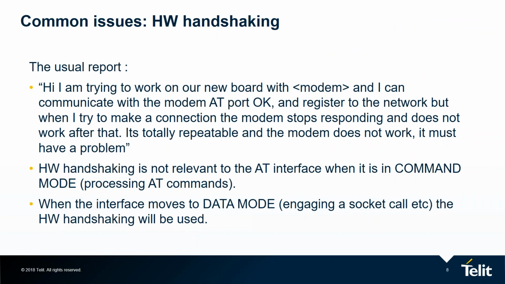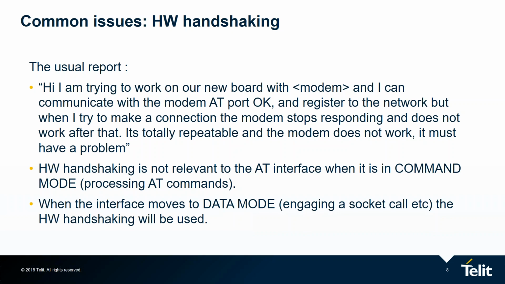Okay, hardware handshaking. Usually the customer's up and running by this point. The report normally comes in: they're trying to work on a new board, and they can talk to the modem. They've got the AT port working okay, so they've put a tick in there. My connection is good to the modem, communication is good, and they've registered to the network. But now they're trying to actually make a communication, and the modem stops responding, and it doesn't work at that point. And it's very repeatable, and the modem doesn't work, and so it must have a problem.